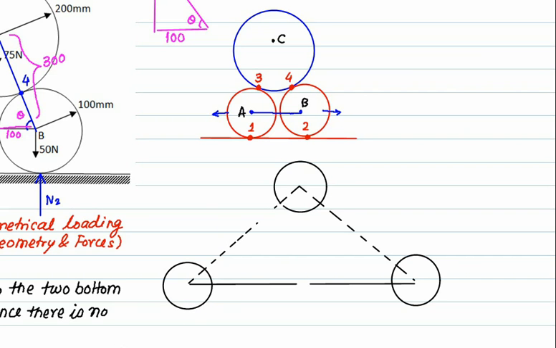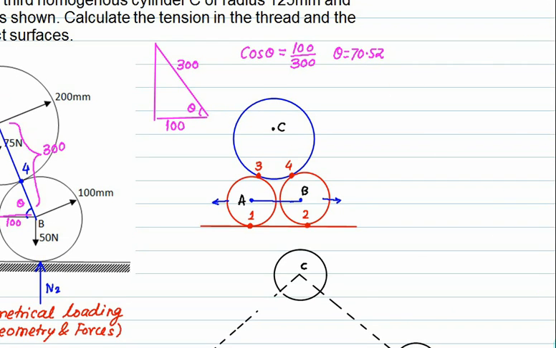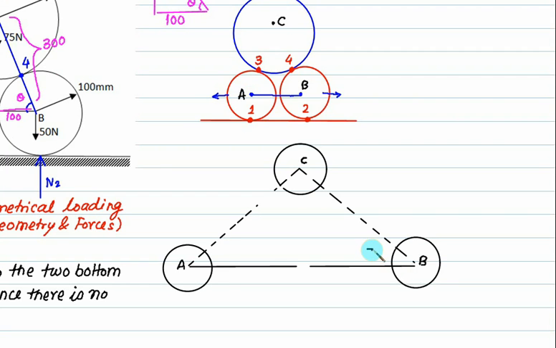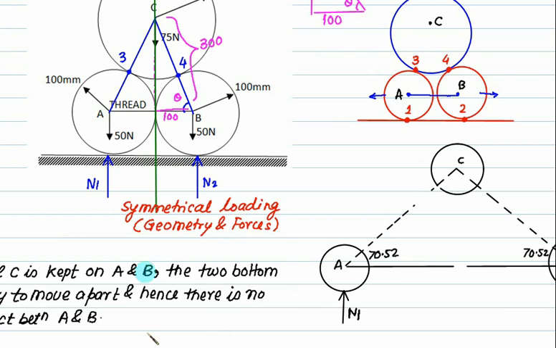This one is center A. This angle theta we have just found out is 70.52. So this angle is 70.52. This is also equal to 70.52. We have two reactions, one at point 1 and one at point 2, so this one is N1 reaction and this one is N2 reaction. And in between the two cylinders we have a thread, and the distance between them is increased. So is the thread in tension? Thread is always in tension.